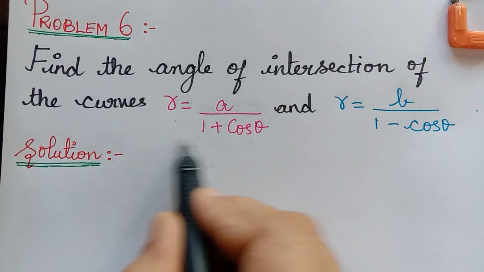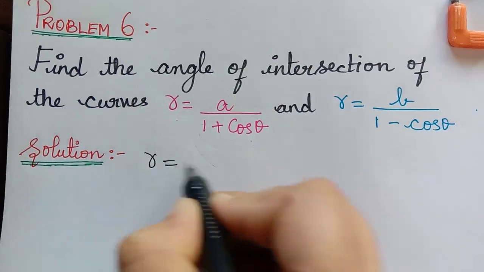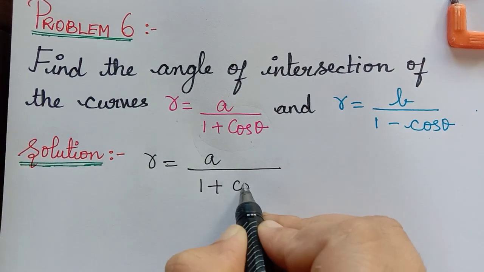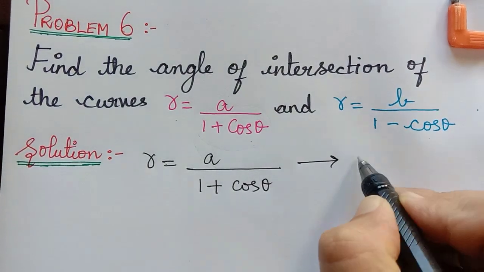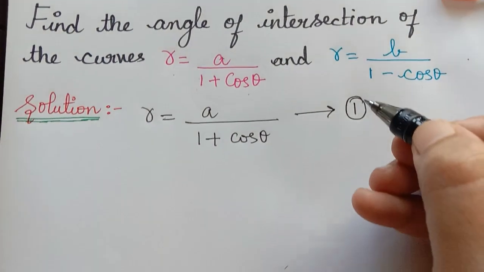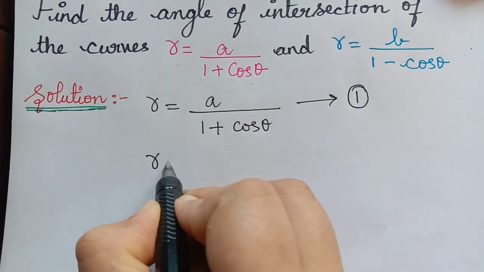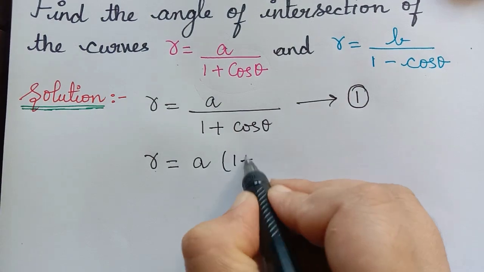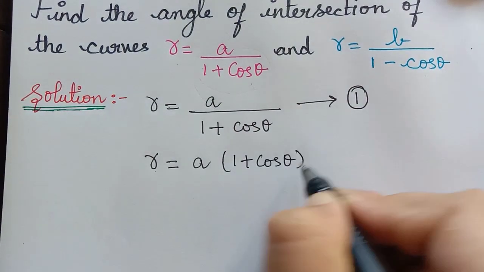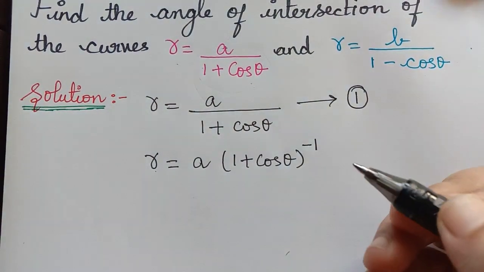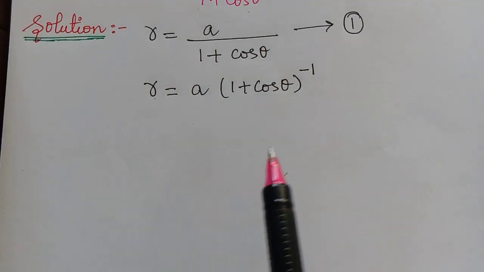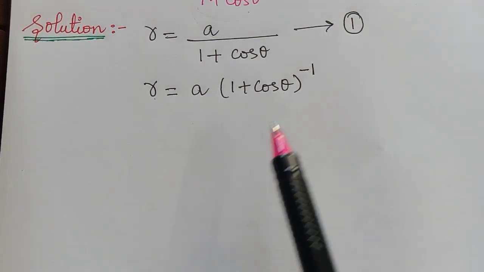So let us take the first curve and mark it as equation 1. So r is equal to a divided by 1 plus cos theta. Now before differentiating equation 1, we can rewrite it as r equal to a multiplied with 1 plus cos theta, the whole raised to the power negative 1, so that I can differentiate it easily. So now we have to differentiate this with respect to theta.